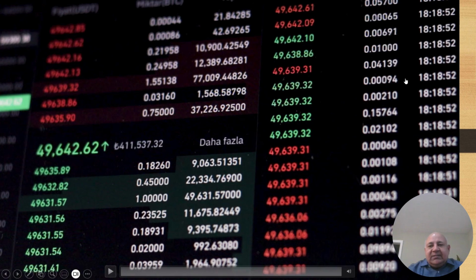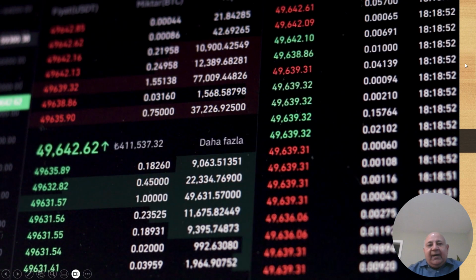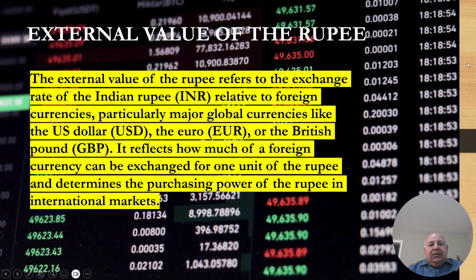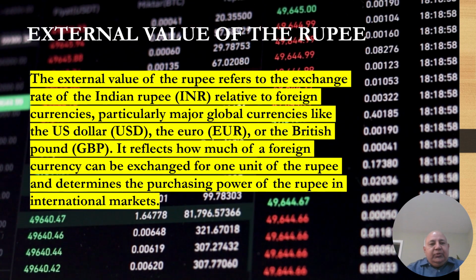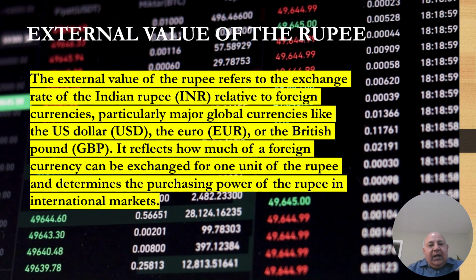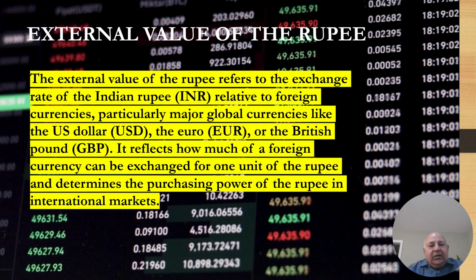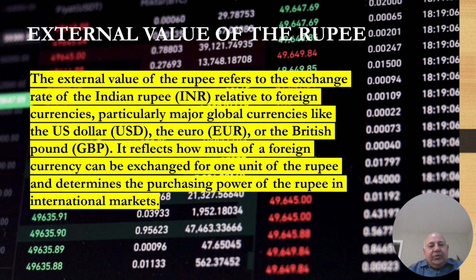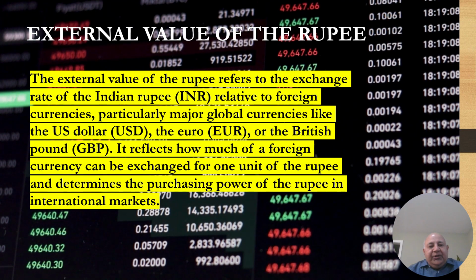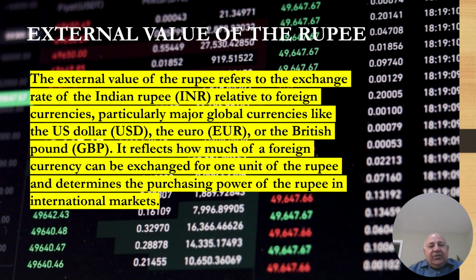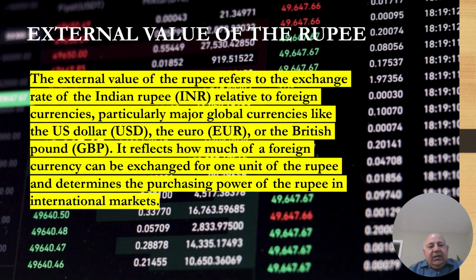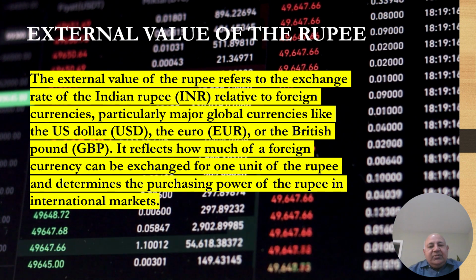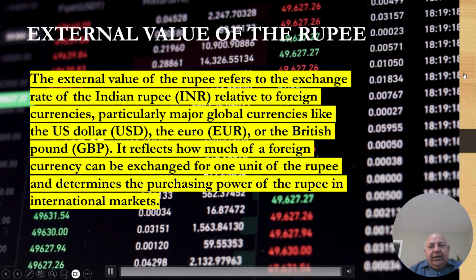Now let's define the external value of the rupee. The external value of the rupee refers to the exchange rate of the Indian rupee (INR) relative to foreign currencies, particularly major global currencies like US dollar, the euro, or the British pound. It reflects how much of a foreign currency can be exchanged for one unit of the rupee and determines the purchasing power of the rupee in international markets.